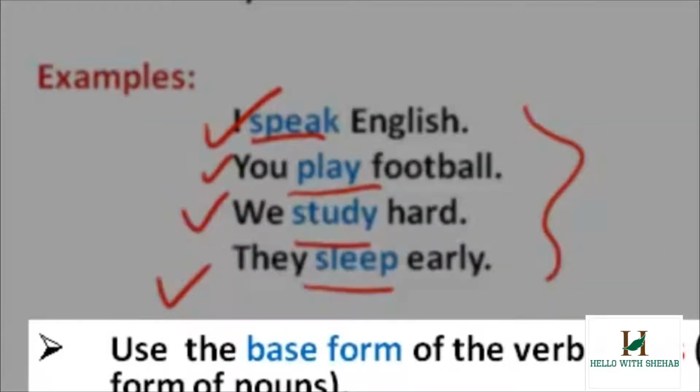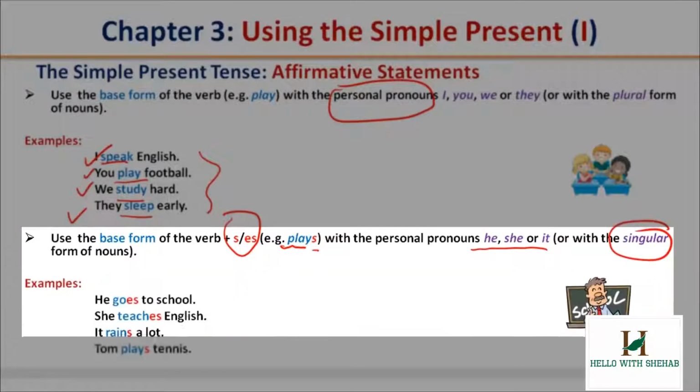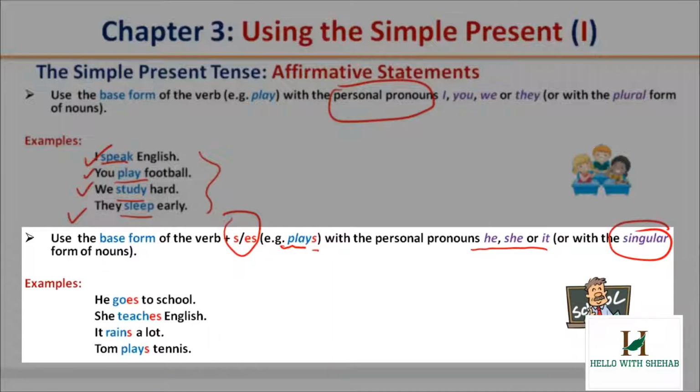Another example: use the base form of the verb plus s or es. So play is the base form, and s with the personal pronouns he, she, or it, or with the singular form of nouns. Example: he goes to school. The he is a personal pronoun, and goes has an es.